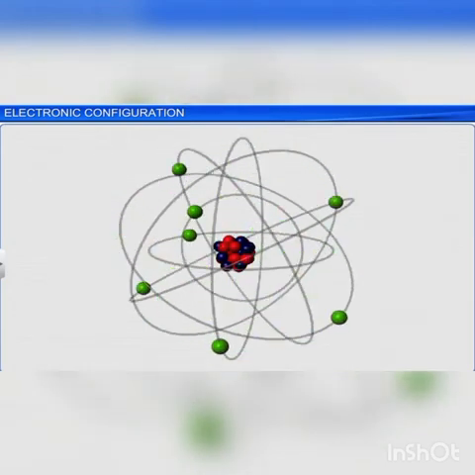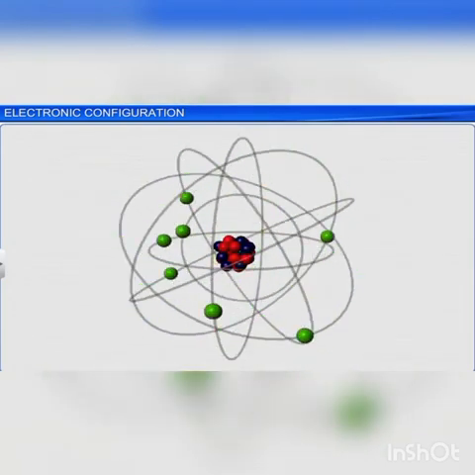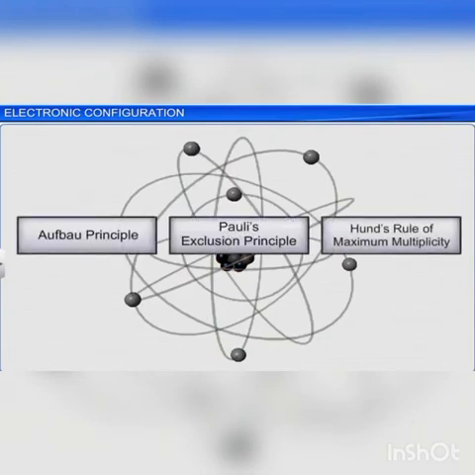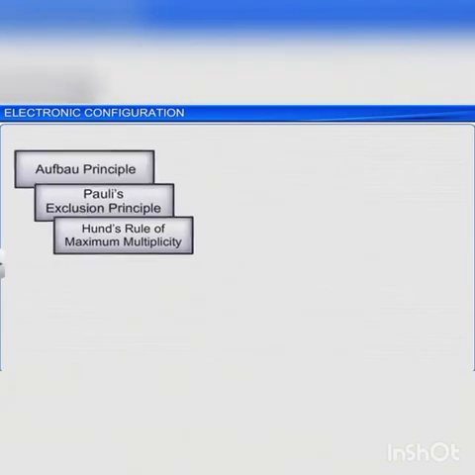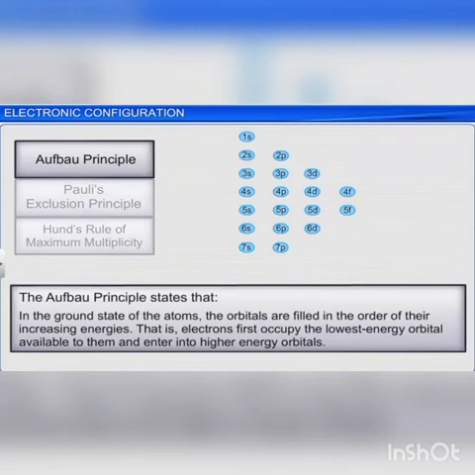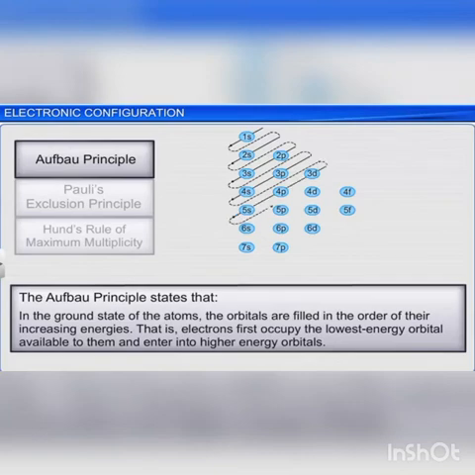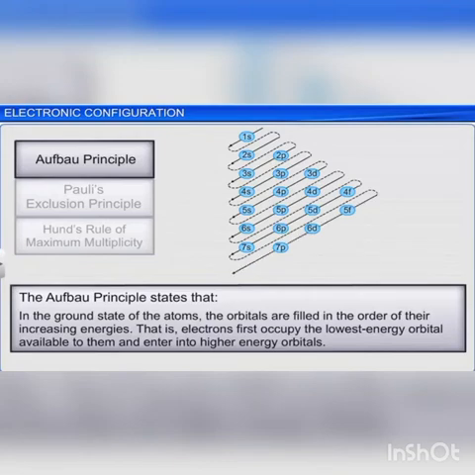Before we begin to understand the electronic configuration of atoms, let's recap the three main principles that guide the filling of electrons into various orbitals in an atom. First is the Aufbau principle. It states that in the ground state of the atoms, the orbitals are filled in order of their increasing energies. In other words, electrons first occupy the lowest energy orbital and then enter into successive higher energy orbitals. The electrons enter into various orbitals in an increasing order of n plus l value.